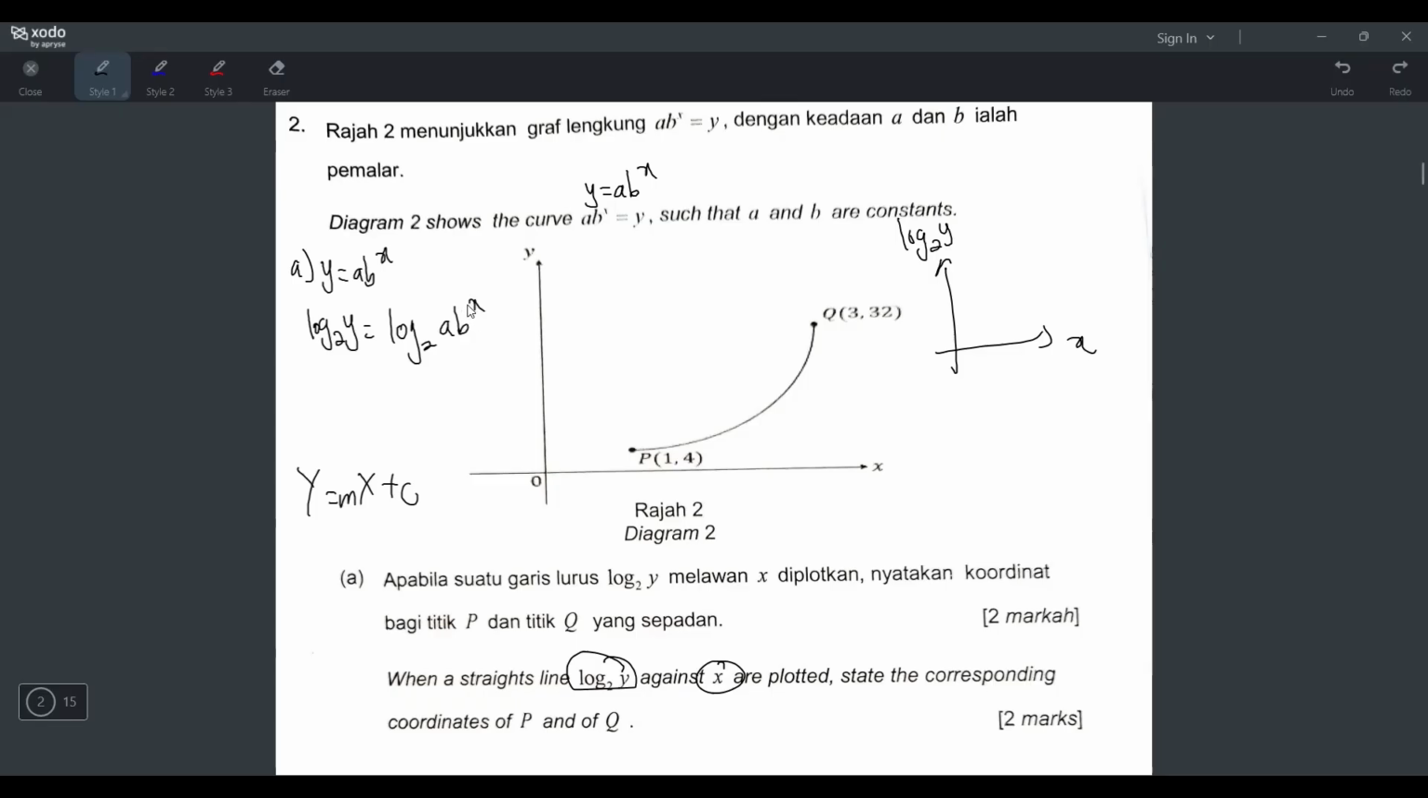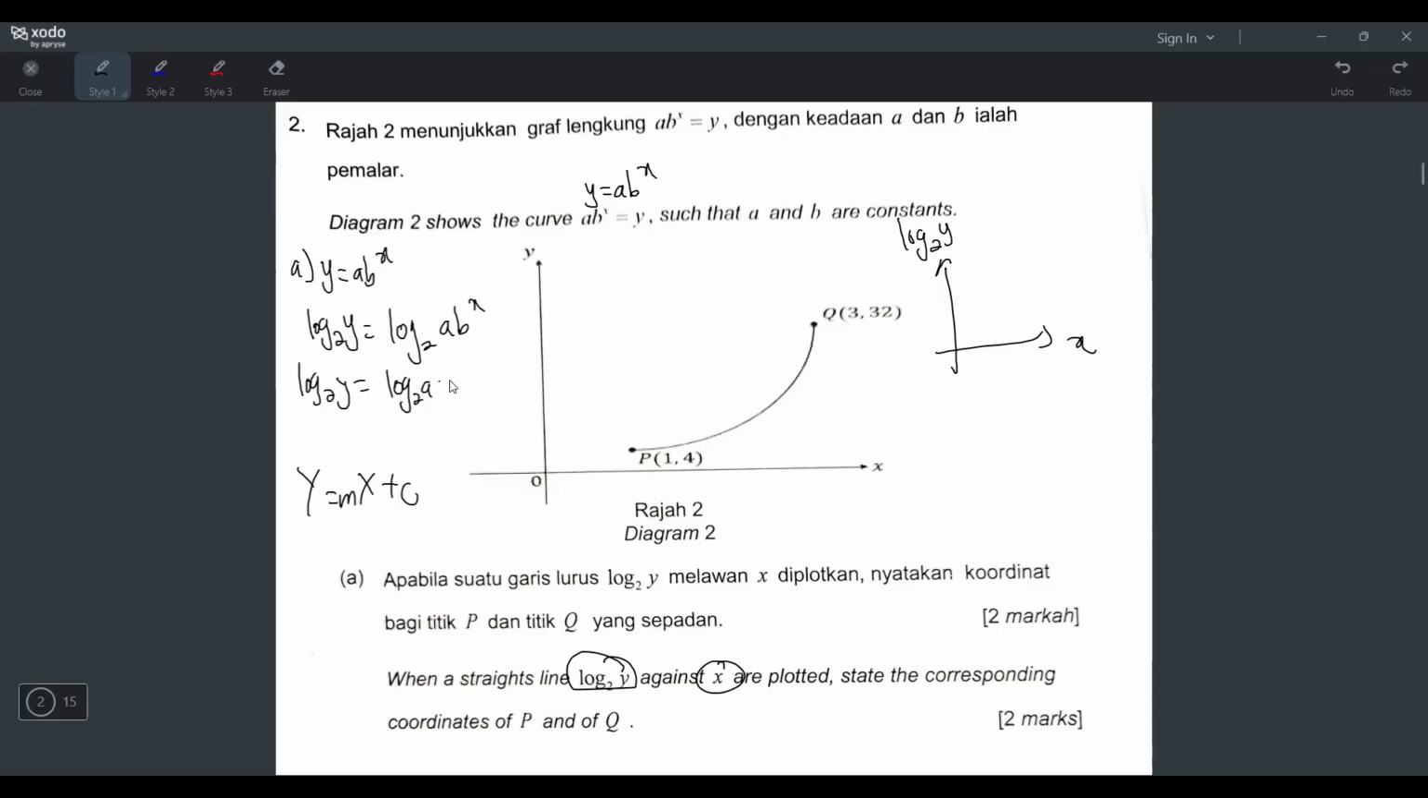You can only bring the power to the front when the a also has power x. It means if they put brackets like this, both a and b have power x, then only you can put the x in front. Now you cannot put it in front because only b has power x, a does not have power x. So the correct way is to separate it. How to separate? Single log times becomes separate log plus.